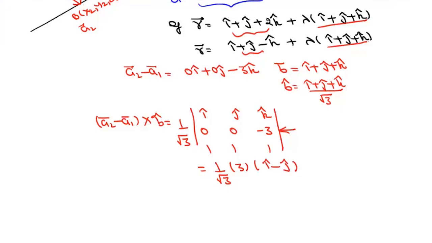Now the shortest distance between these two lines will be given by the mod of A2 minus A1 cross B cap, and this will be root 3, and then the magnitude of this value is root 2. So the distance between these two parallel lines is under root 6.